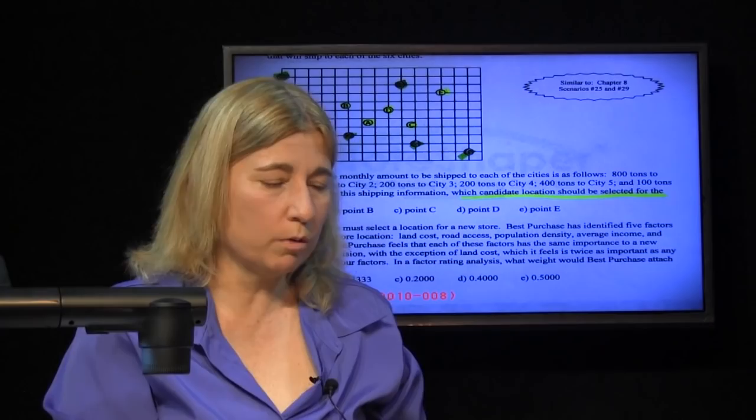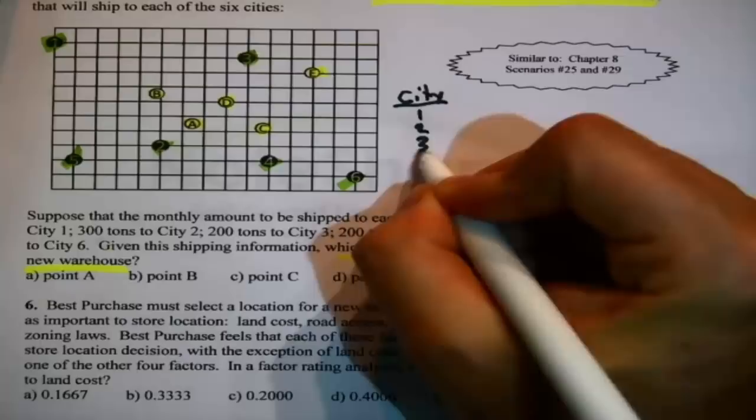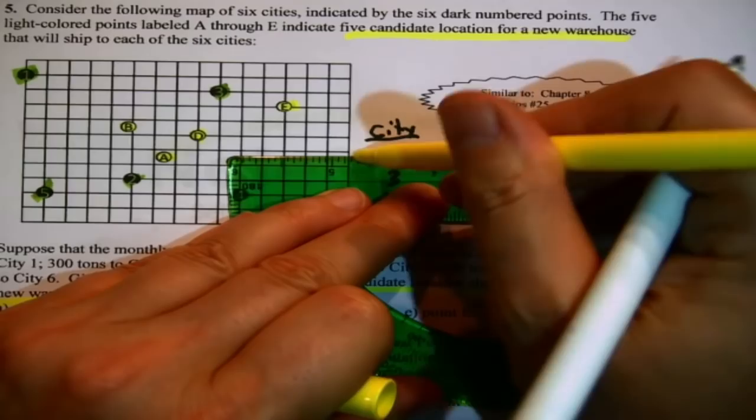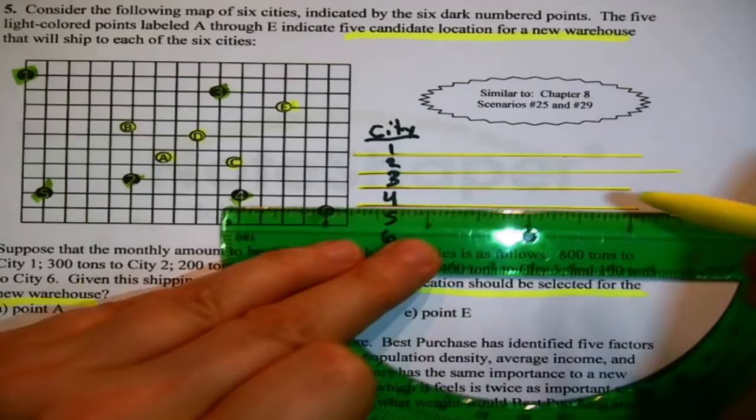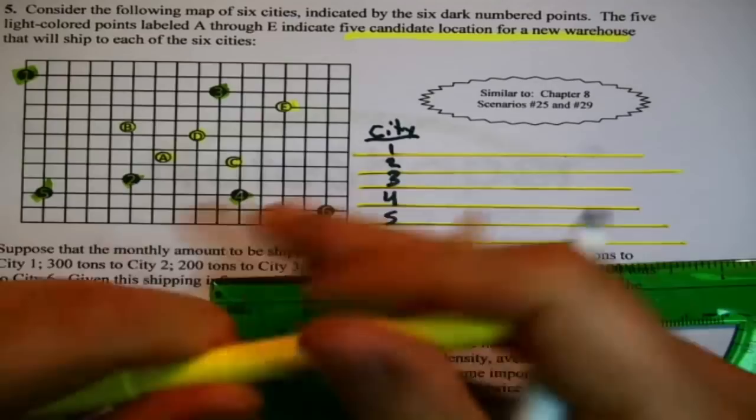You say, all right, well then what do I need to do? First off, we need to get organized here. Maybe I can squeeze it in here. We have 1, 2, 3, 4, 5, 6. Good, I left myself enough room. We have 6 cities. I don't want to work with that paragraph. I'd rather work kind of like with a table. So I'm going to make myself a little table here.